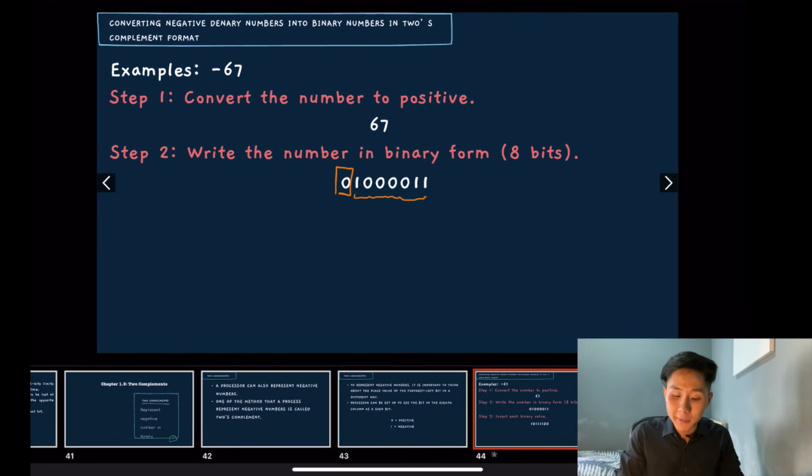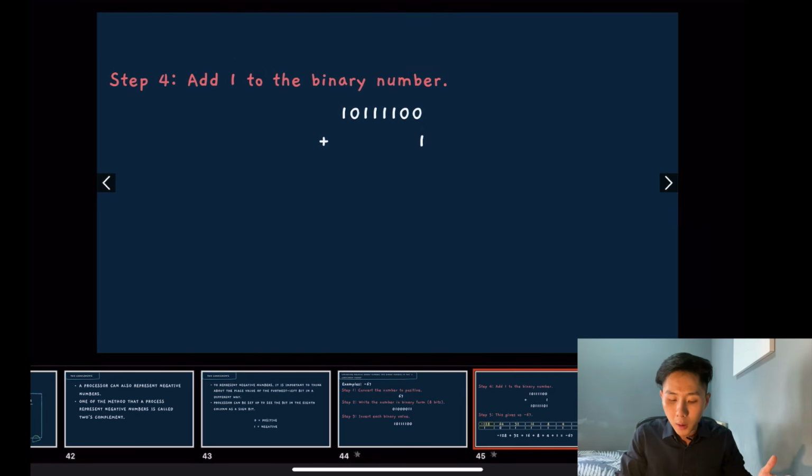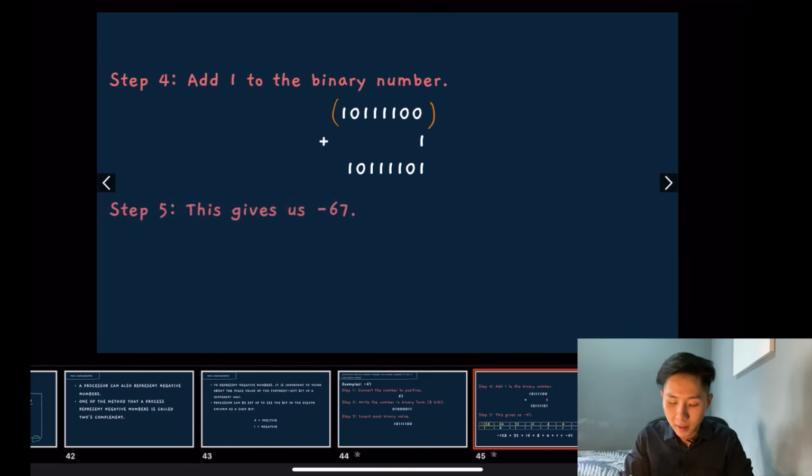Having calculated these values, the next step is to invert each binary digit, in which we change 1 into 0 and 0 into 1. So we got 1, 0, 1, 1, 1, 1, 0, 0. We are basically inverting the binary digits. And in step 4, using the inverted value, we add 1 to this binary number. And we'll have the result of 10111101. That's the end of our calculation. We have gotten the 2's complement of negative 67. So this is our final result.